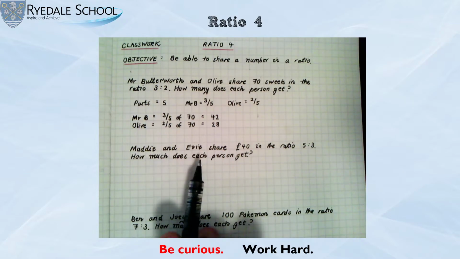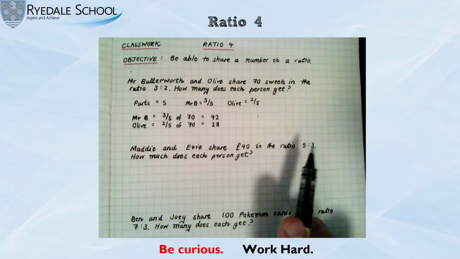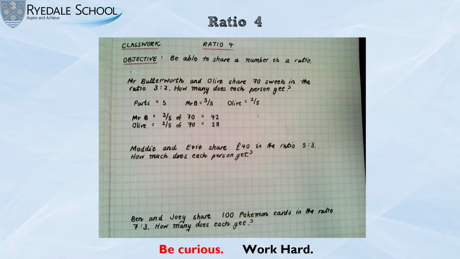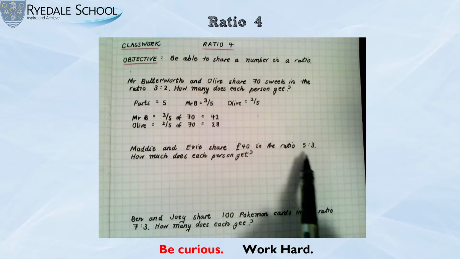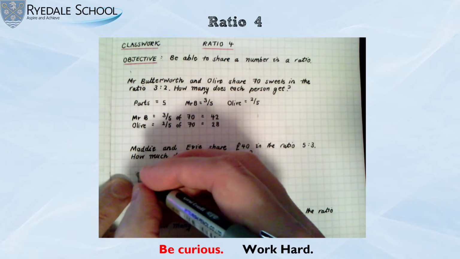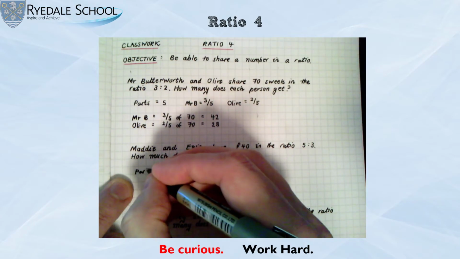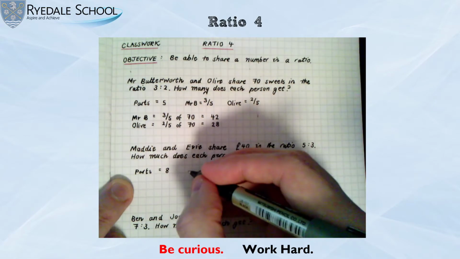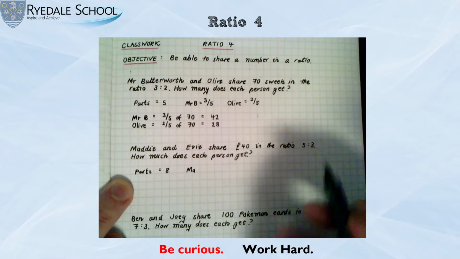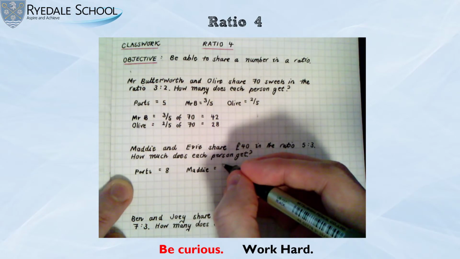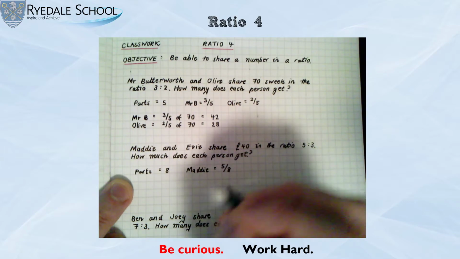And this time I've got Maddie and Evie sharing £40 in the ratio of 5:3. So since Maddie's name comes first, she is the 5 parts and Evie is the 3 parts. How many parts are there altogether in the ratio of 5:3? Well, I do 5 add 3, which is 8. So the number of parts is 8. Maddie is getting 5 of those parts. So the proportion that Maddie is getting is 5 out of 8 parts.